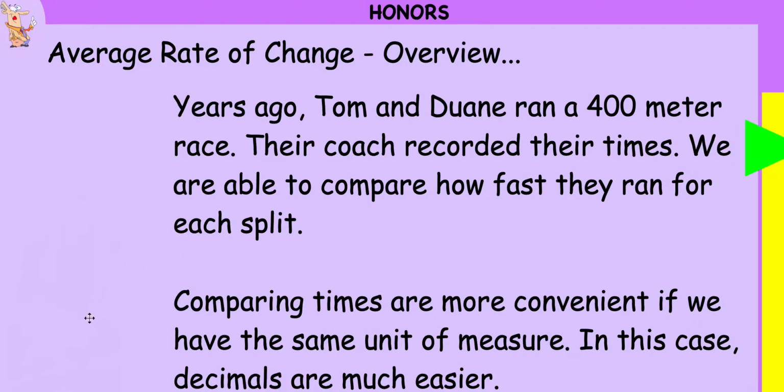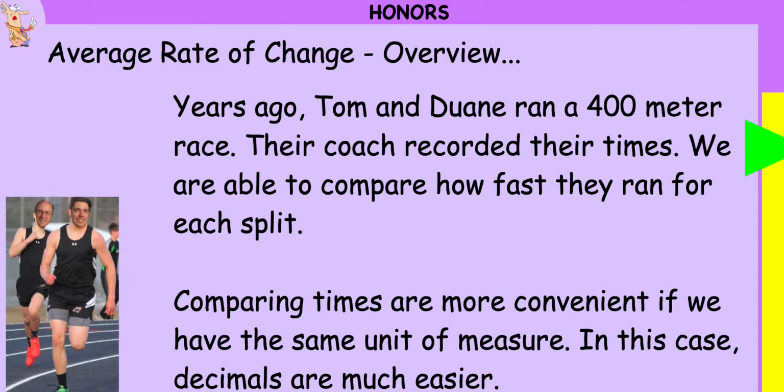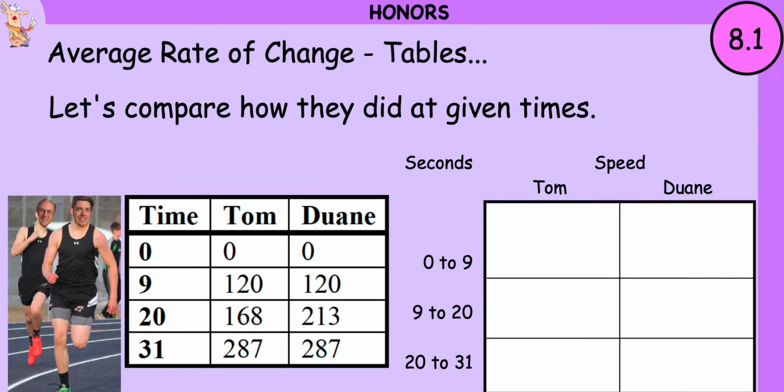So years ago, Tom and Dwayne ran a 400-meter race. Their coach recorded their times, and we are able to compare how fast they ran for each split. Comparing times is more convenient if we have the same unit of measure. And in this case, using decimals is much easier to compare from time to time. Let's look at how this might appear as a table.